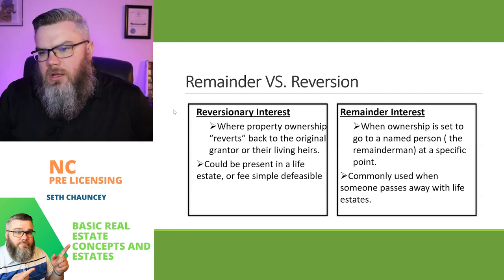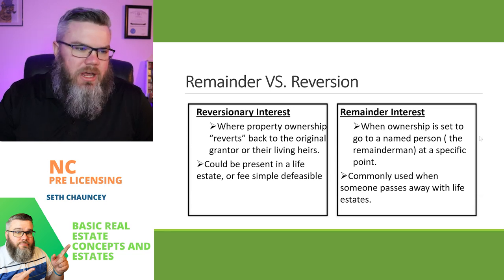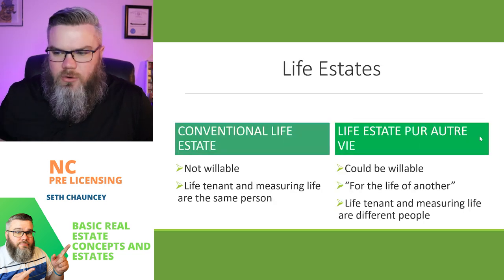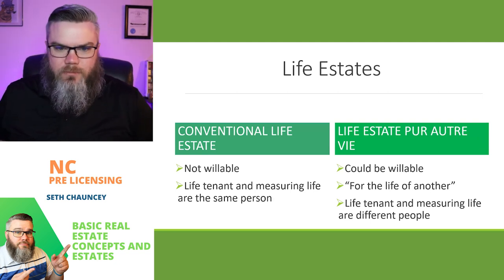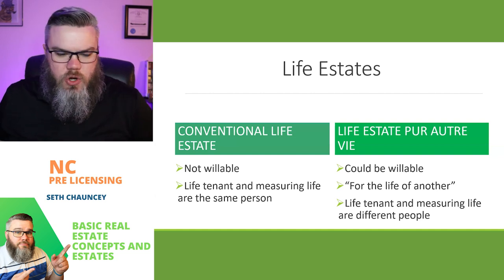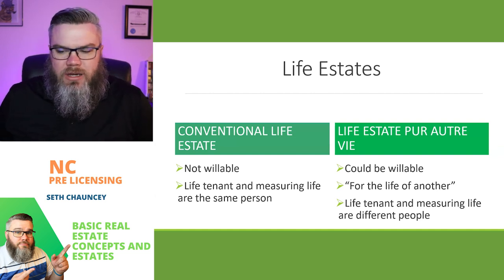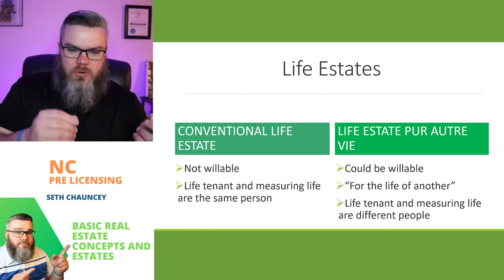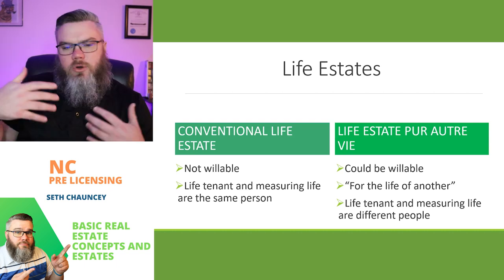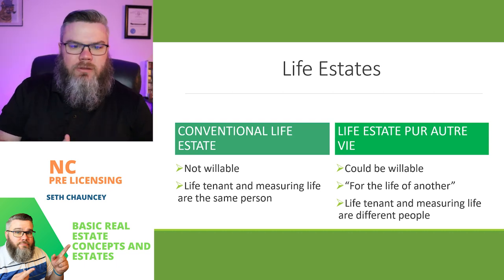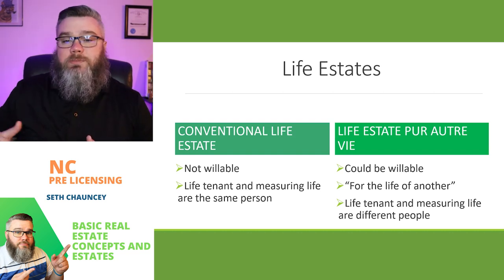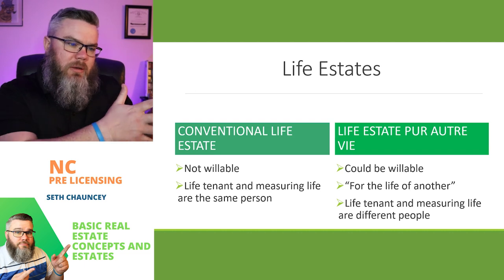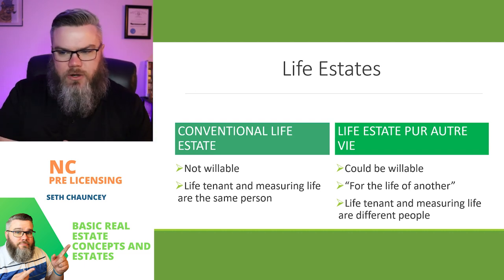So, these life estates, I told you, the big categories are conventional life estate and life estate per autre vie. A conventional life estate is never willable because you own it so long as you are alive. So you are the life tenant and you are the measuring life. They're the same person in a conventional life estate. You own it so long as you're alive, or they own it so long as they're alive, whoever it may be. And yet again, this could be with remainder or reversion, where it goes to some third party that's been named strategically, or if it's not been named, it would go back to the grantor or the grantor's heirs.